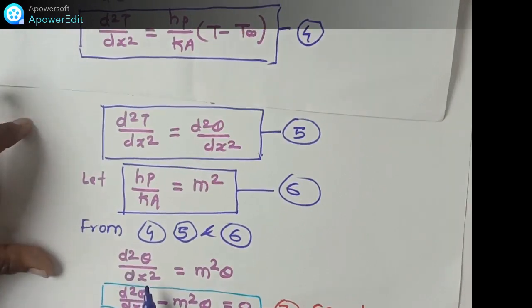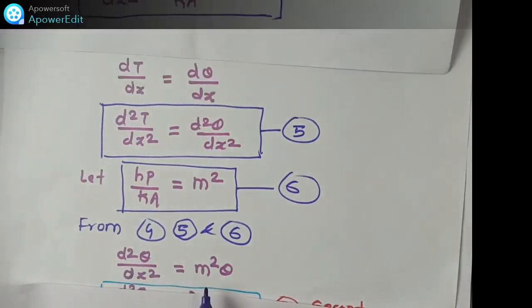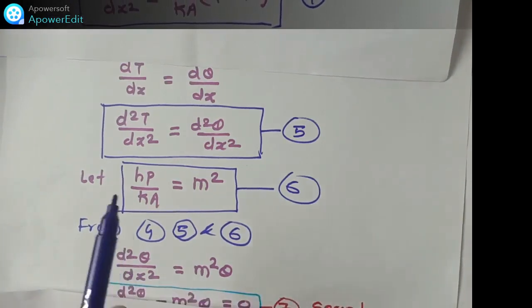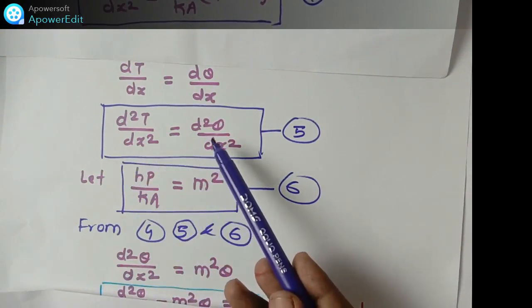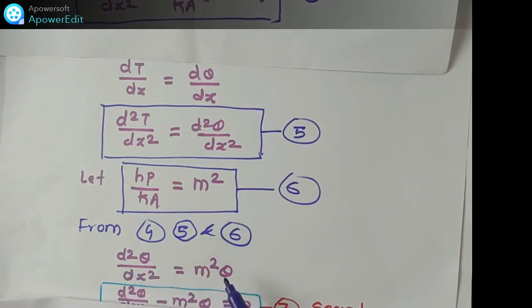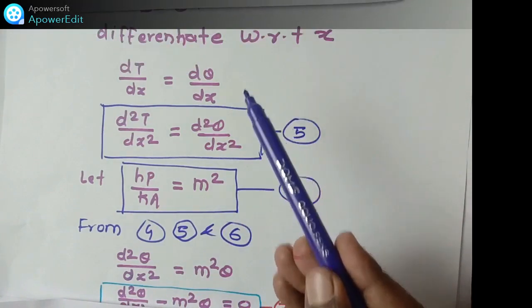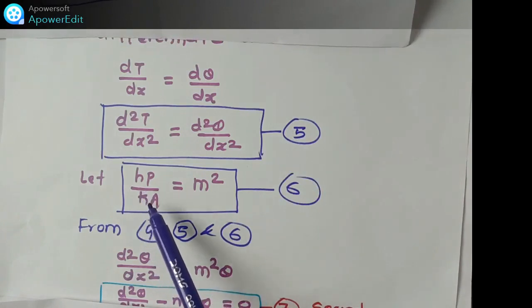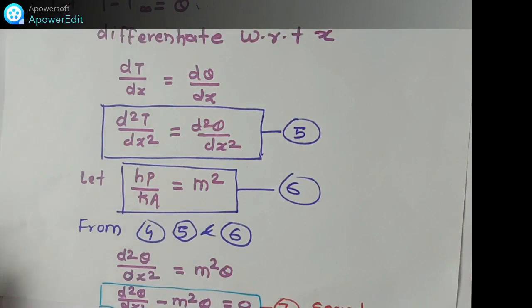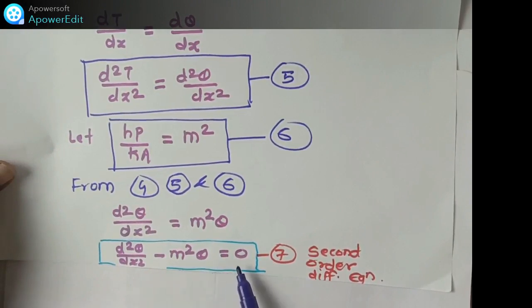So from equations 4, 5 and 6, d square theta by dx square is equal to m square theta. Here in place of d square T by dx square we have taken d square theta by dx square, theta is T minus T infinity from equation 4, and m square is taken for hP by KA. Further we modify this equation: d square theta by dx square minus m square theta is equal to 0. This is equation number 7, a second order differential equation.